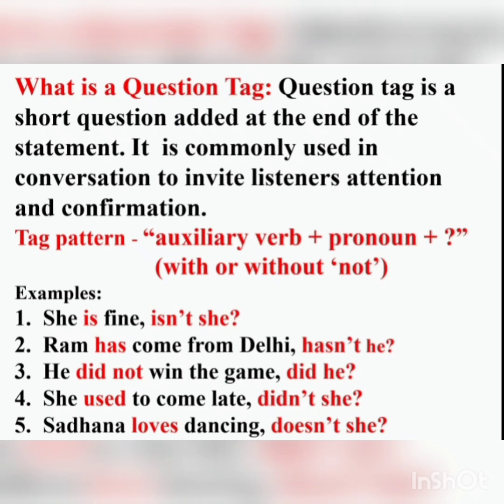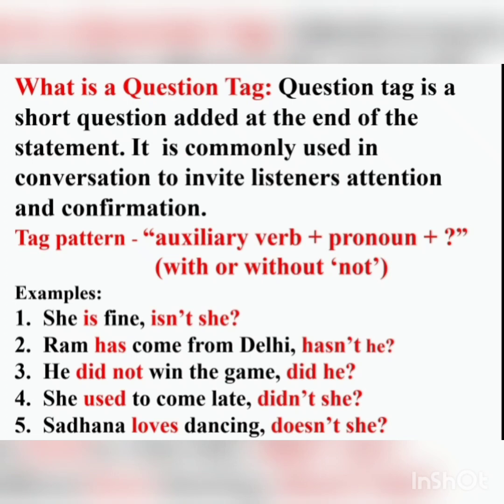For example, she is fine. This part of the sentence is positive, so it should take a negative tag. So when we form a tag, we have to use the auxiliary found in the main part. And if it is positive, add not and use the subject pronoun she.